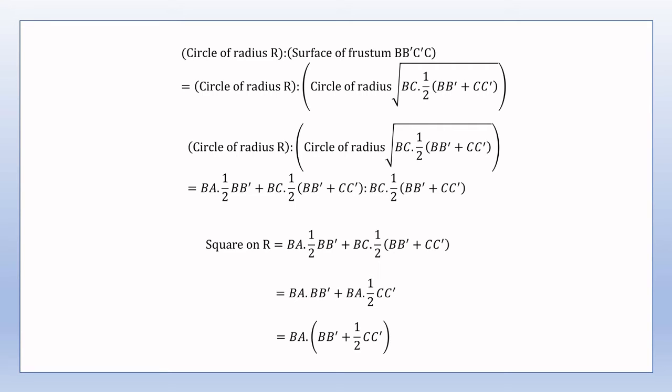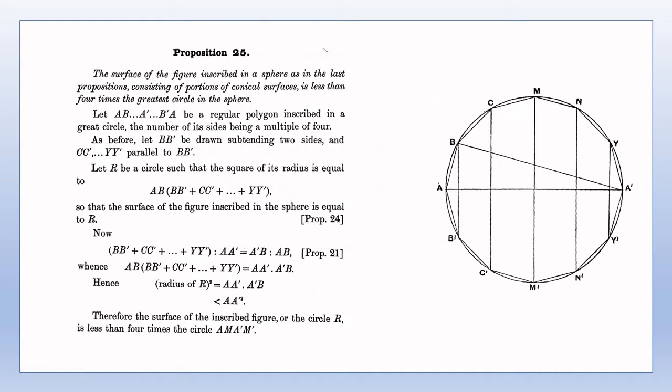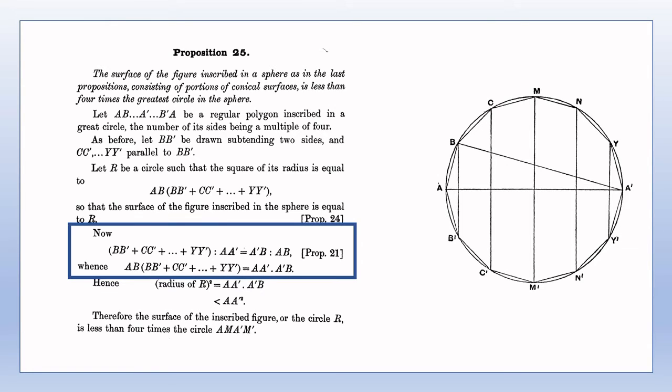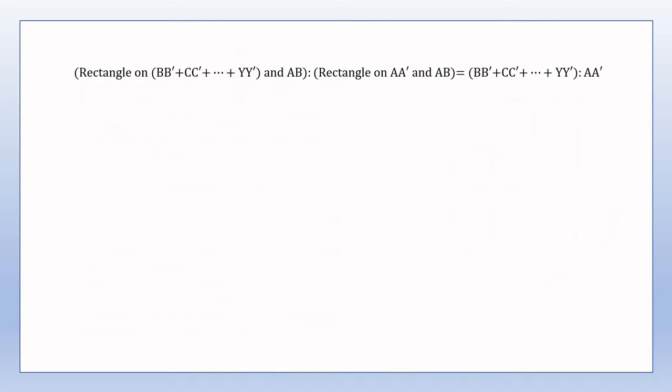Anyway, returning to the proof, continuing in the way just shown will give the results. The proof of this proposition, proposition 25, presents no real difficulties. However, the steps shown on screen can be explained roughly as follows. Construct a rectangle with base of length equal to BB' plus CC' plus YY', and a rectangle with base equal in length to AA', and each with height equal to AB. Then we have by Euclid 6.1 that the rectangle on BB' plus CC' plus YY' and AB to the rectangle on AA' and AB is equal to BB' plus CC' plus YY' to AA'.